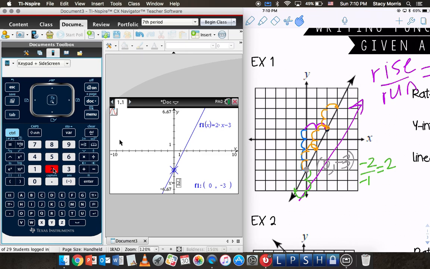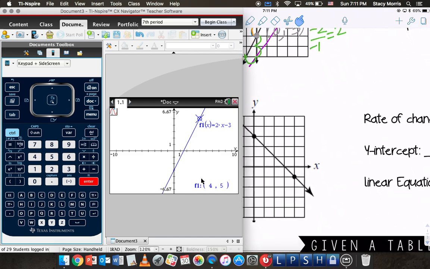So I could go to 2, enter. There it is at 2, 1. You could even check this point right here at 4, 5 and see if you agree with that. 4, 5. There it is. So just double check using your calculator. No harm in that. All right, example 2.